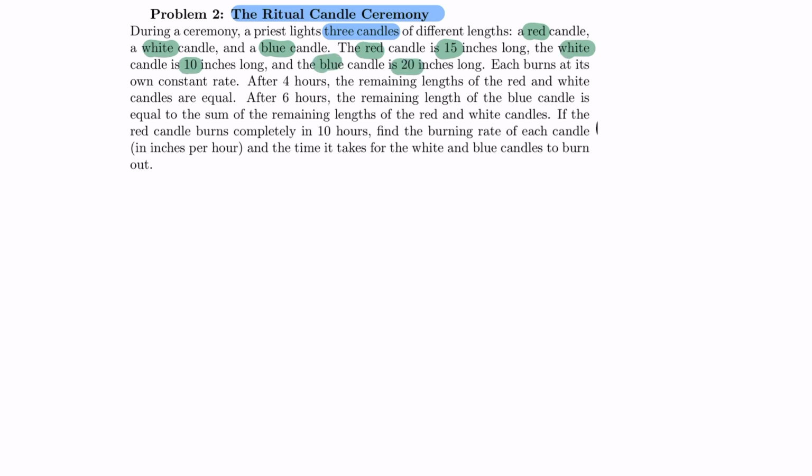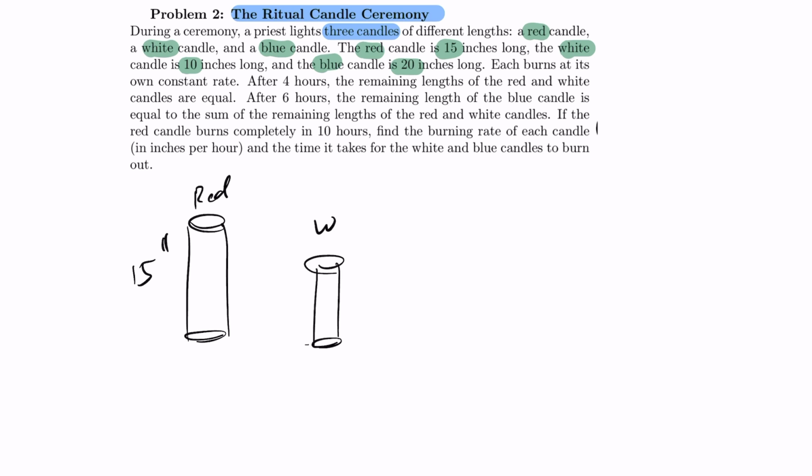Let's go ahead and try to label this. So I've got a red candle, to which they say the red candle is 15 inches. I then have a white candle, which is 10 inches. And then lastly, we have a blue candle, which is 20 inches. So we've got this set up here. Now let's see what else is happening.